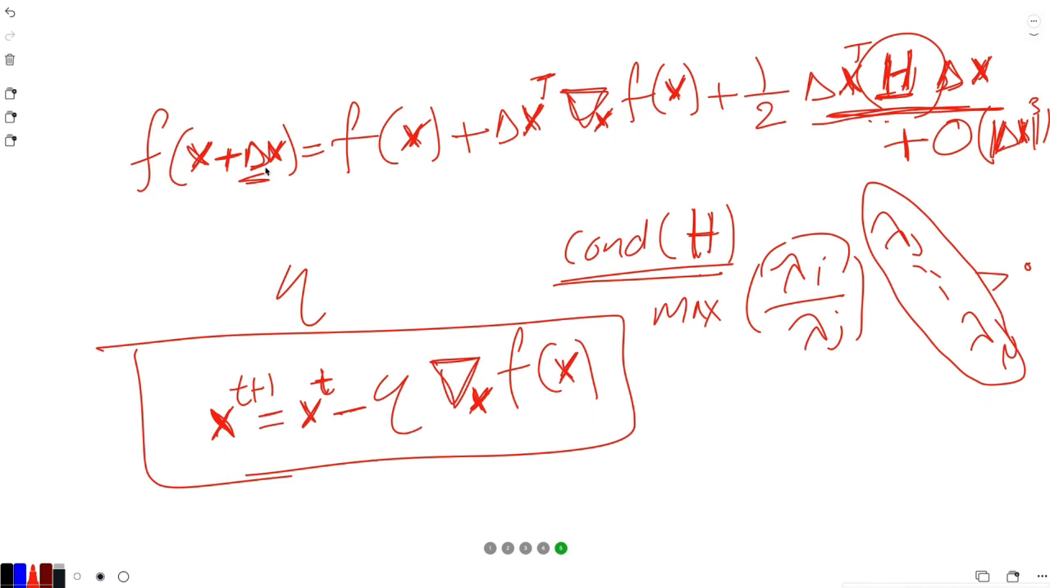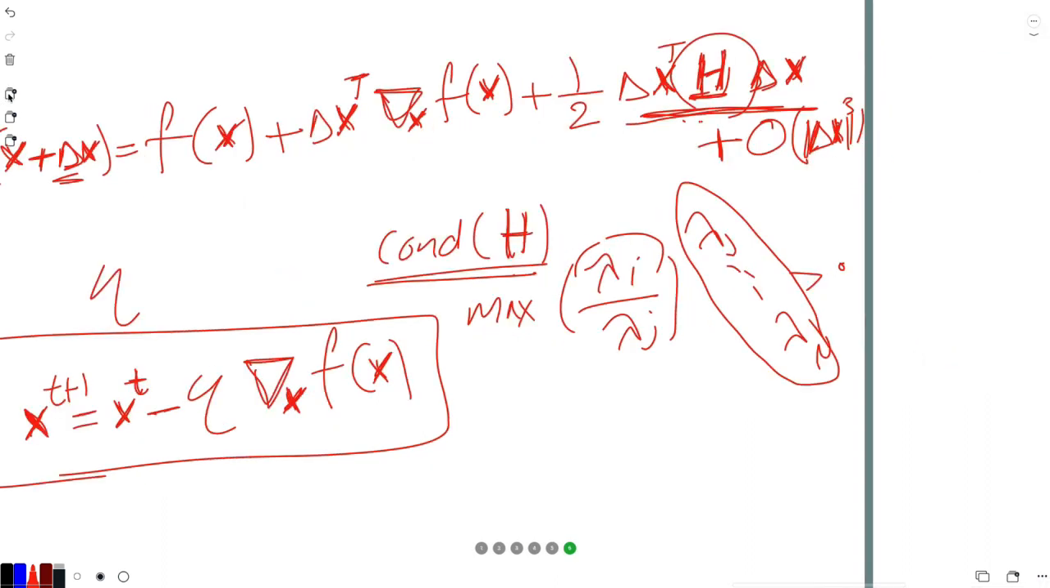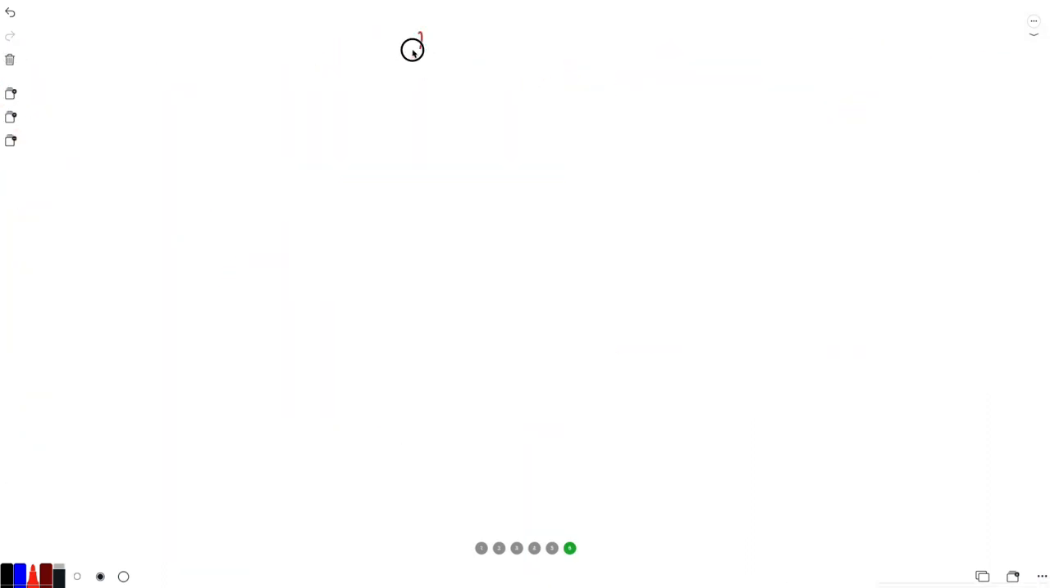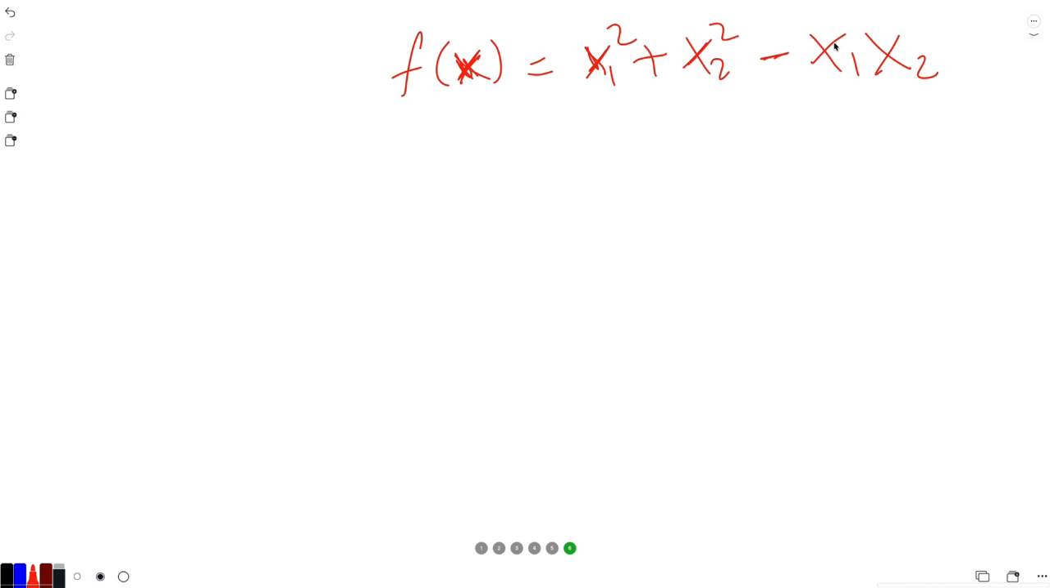And let me take a simple example here. Assume that we have this f of x with two parameters: x1 squared plus x2 squared minus x1 times x2, and maybe plus some number like 5, for example. Just an example. And now let us see how to build the iterative method based on this.